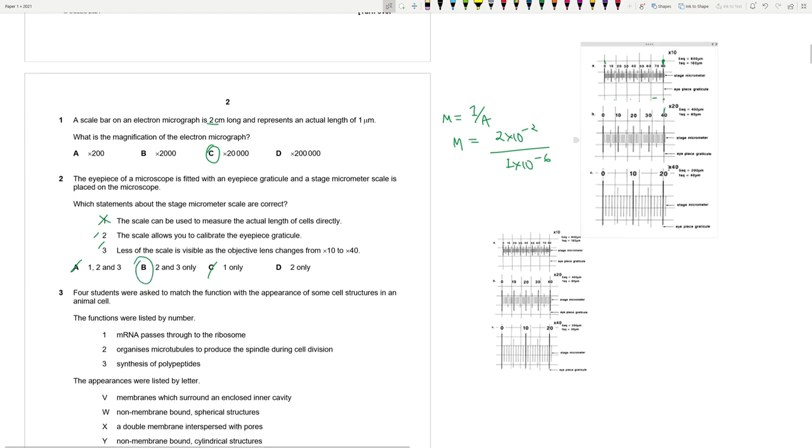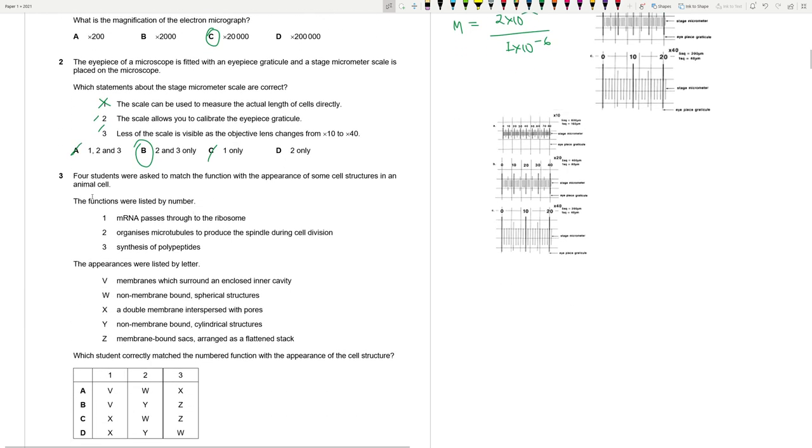Four students were asked to match the function with the appearance of some cell structures in an animal cell. The functions were listed by number. 1. mRNA passes through to the ribosome. Okay, so that's through the pores in the nuclear membrane. 2. Organizes microtubules to produce the spindle during cell division. Okay, so they're talking about the centrioles. 3. Synthesis of polypeptides. Ribosomes are responsible for the synthesis of polypeptides.